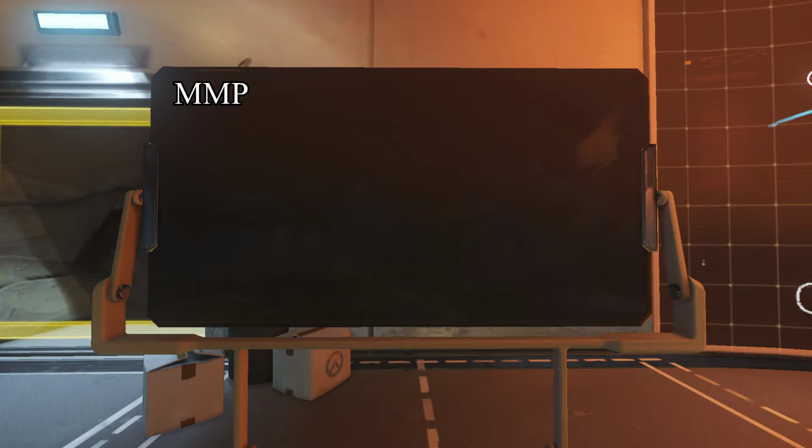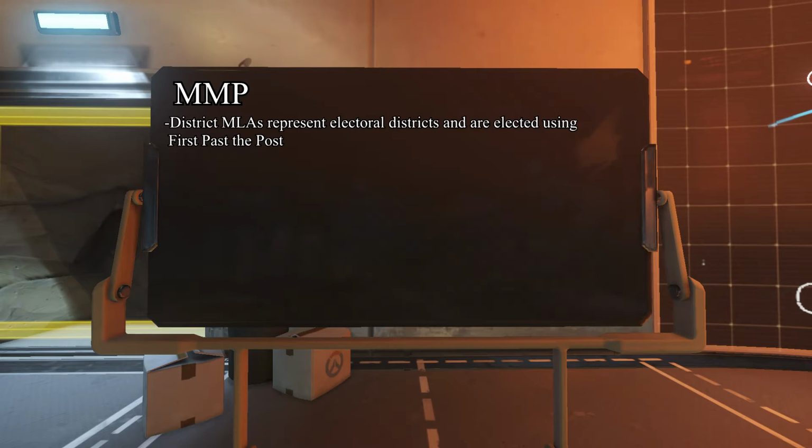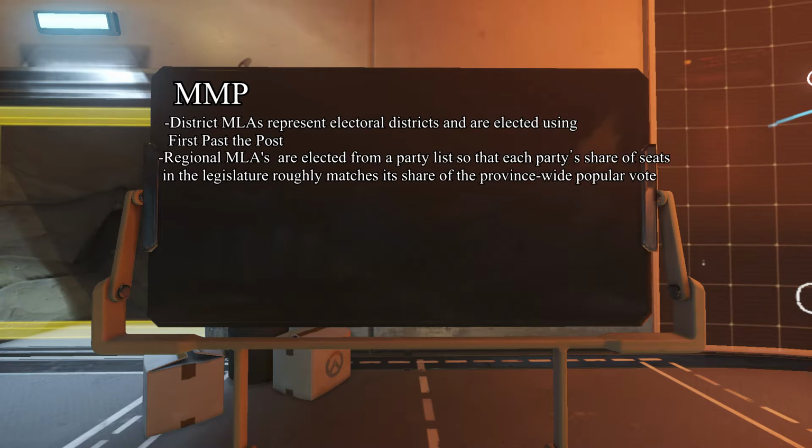And then next we have MMP, or mixed member proportional. In MMP, there are two types of MLAs: district MLAs and regional MLAs. District MLAs represent electoral districts and are elected using first past the post. Regional MLAs represent groups of electoral districts called regions. They are elected from a party list so that each party's share of seats in the legislature roughly matches its share of the province-wide popular vote. District seats in the regional areas added together roughly match the party's share of the vote. And same as DMP, in MMP, a party must have at least 5% of the vote to get any regional seats.